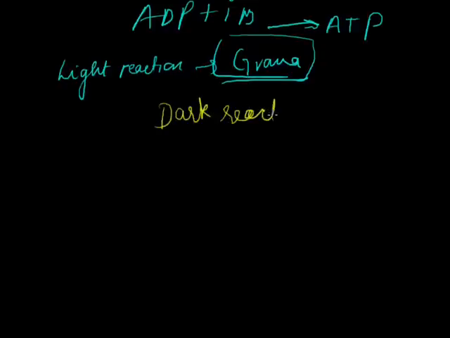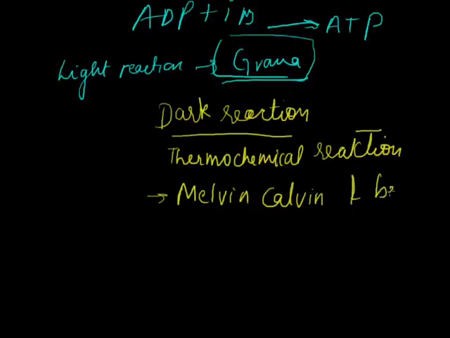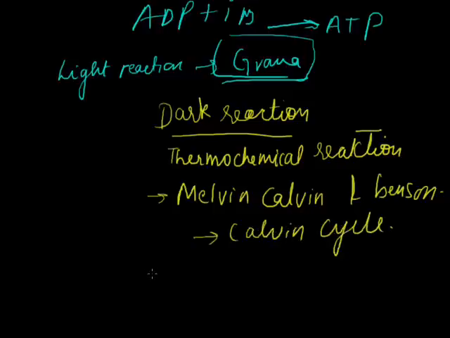Dark reaction is also called thermochemical reaction. It was discovered by Melvin Calvin and Benson. Therefore, it is also called the Calvin cycle. Site is, dark reaction always occurs in the stroma region of the chloroplast.